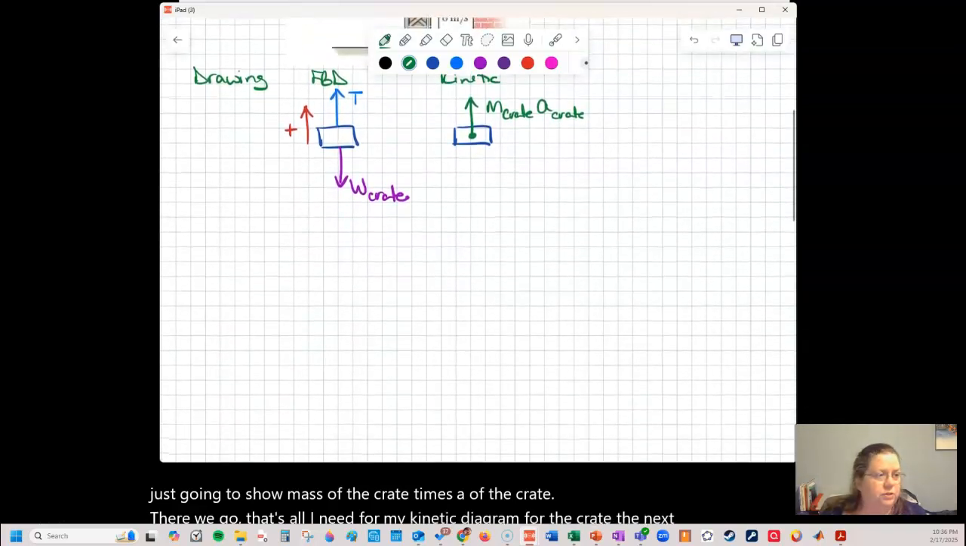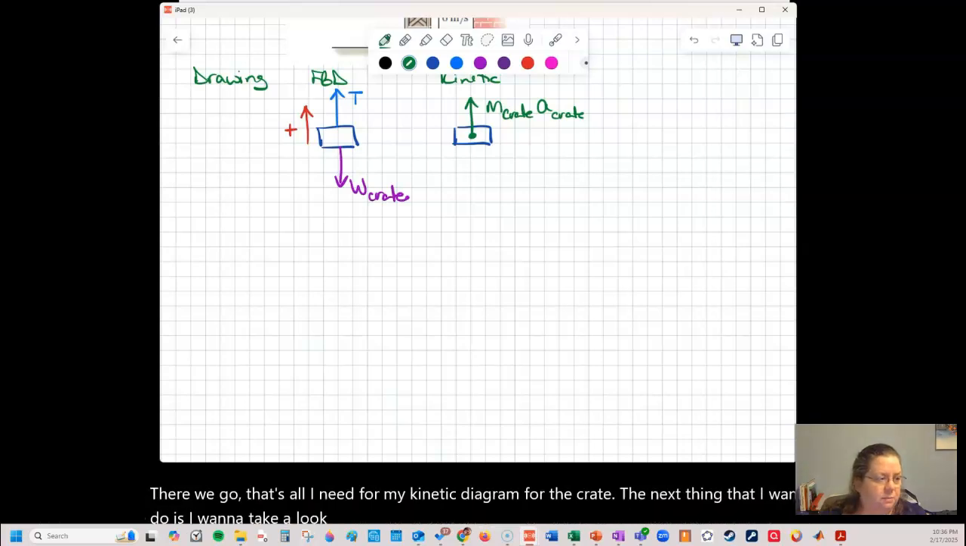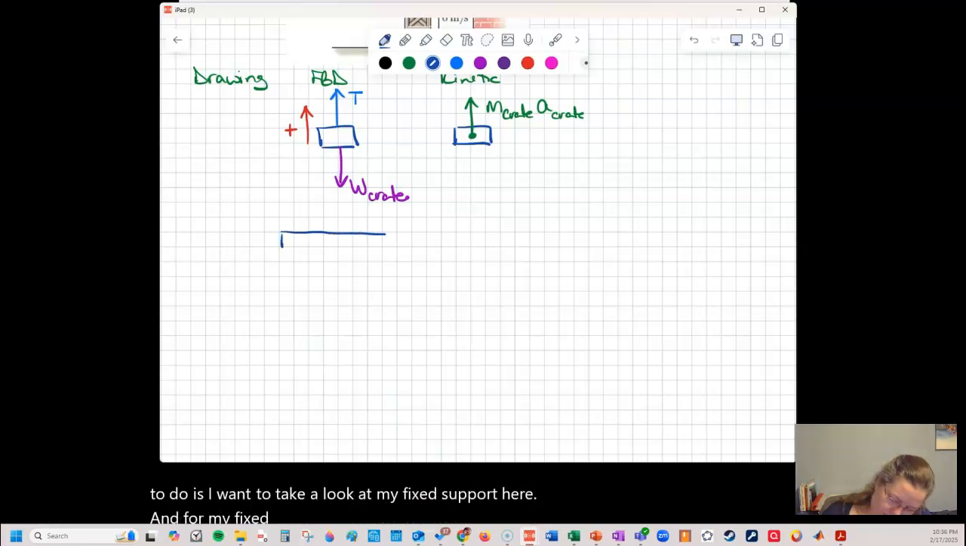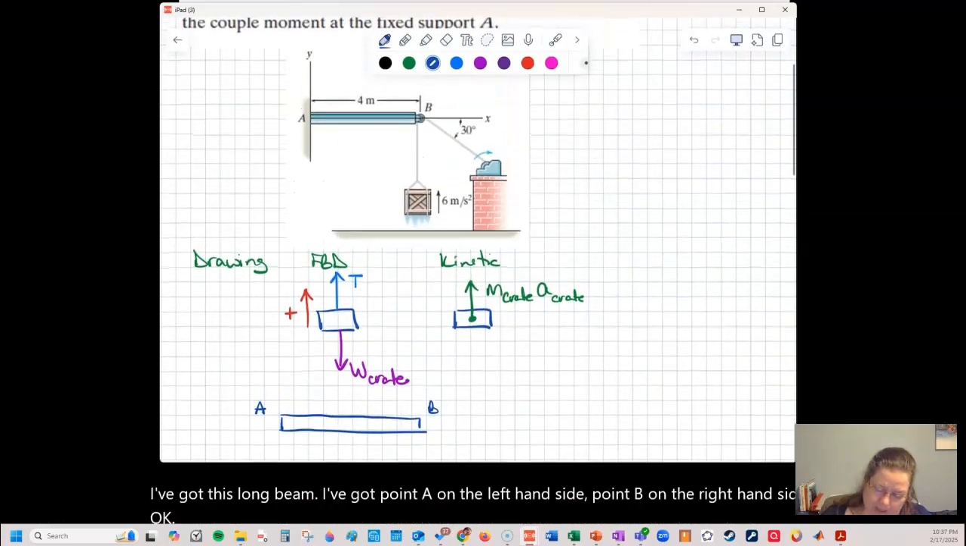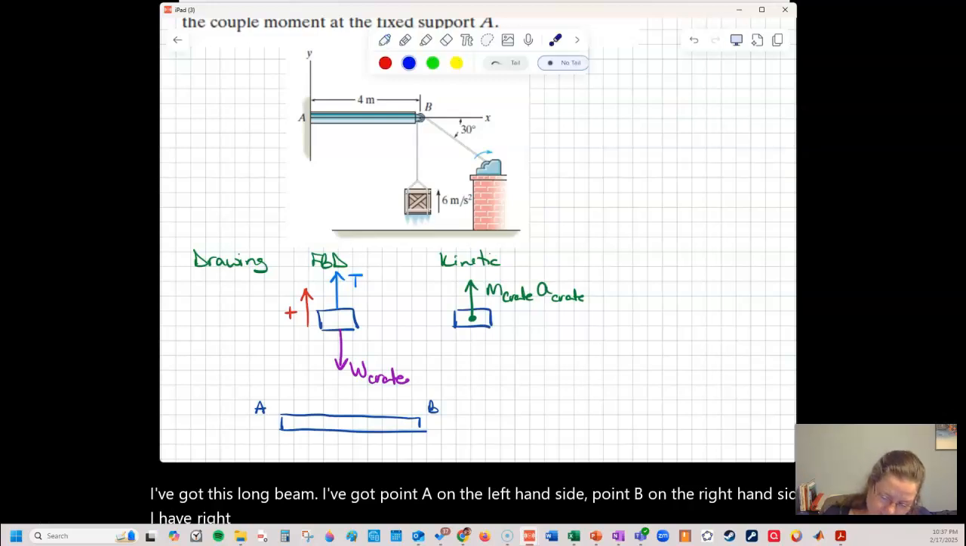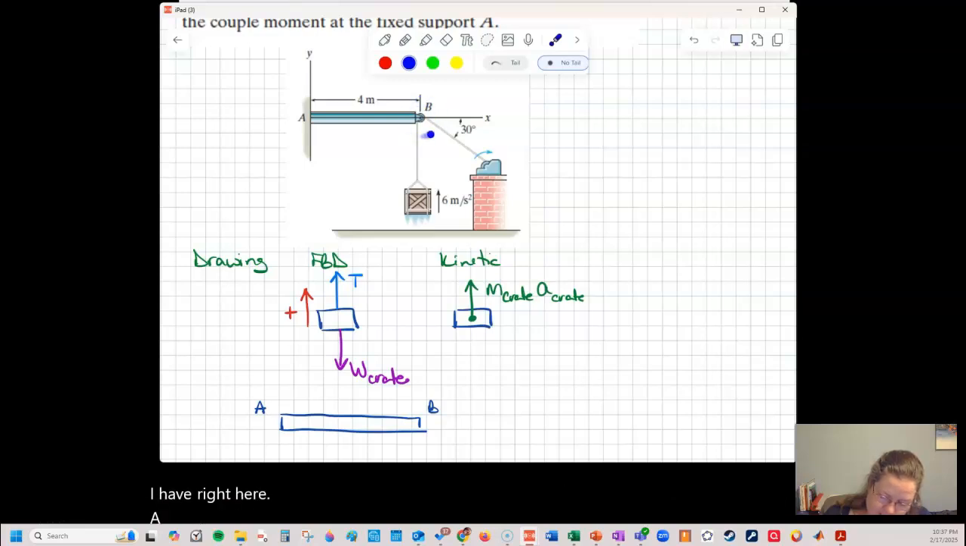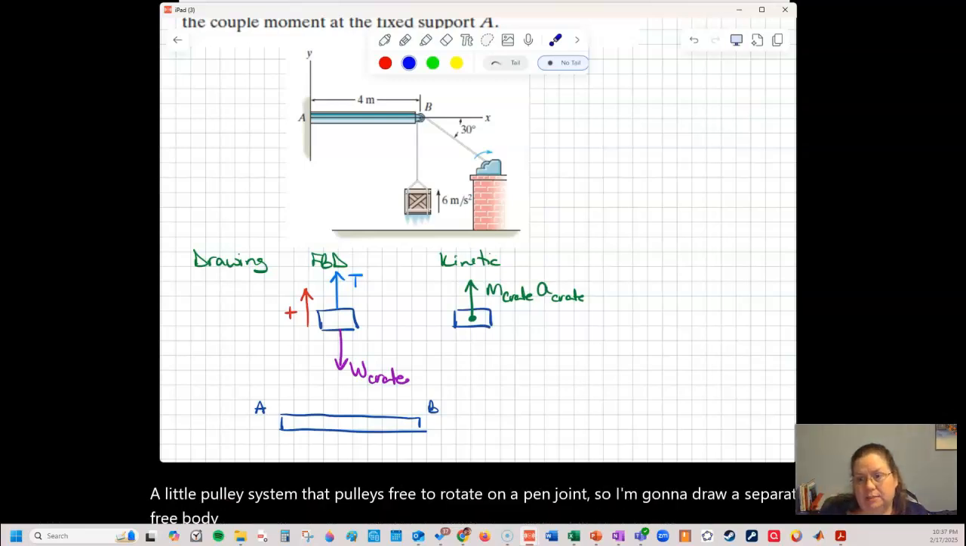The next thing that I want to do is take a look at my fixed support here. For my fixed support, I've got this long beam. I've got point A on the left-hand side, point B on the right-hand side. I have right here a little pulley system. That pulley is free to rotate on a pin joint. So I'm going to draw a separate free body diagram for my pulley system.